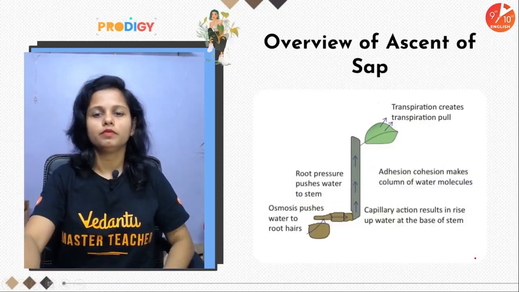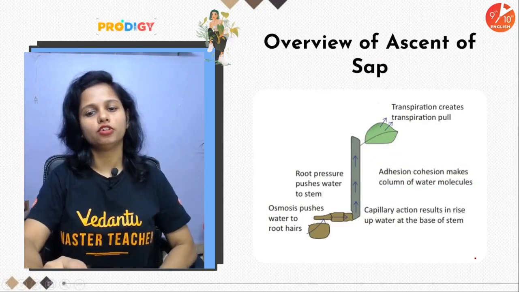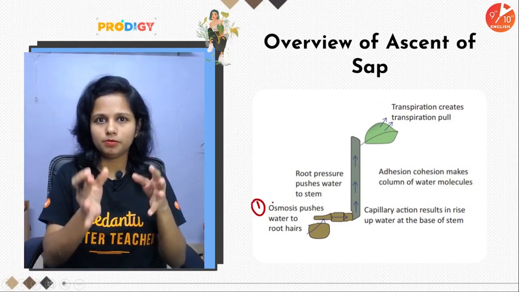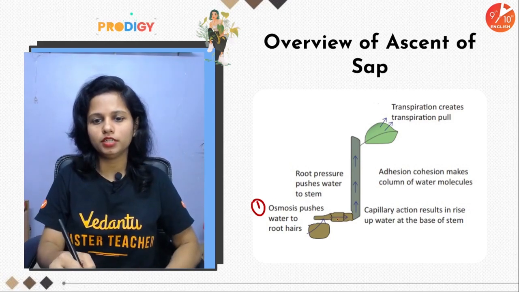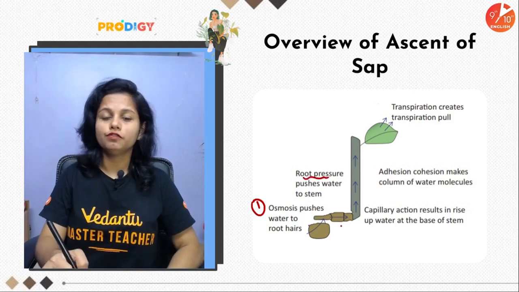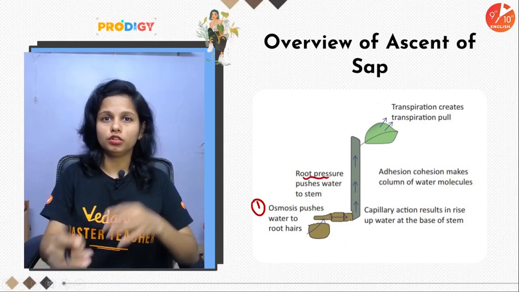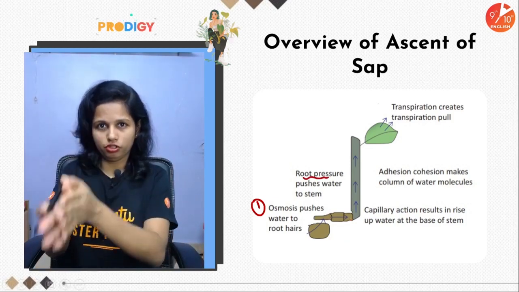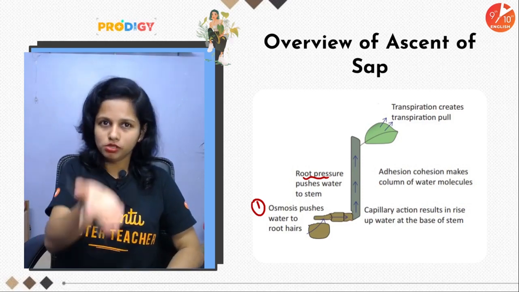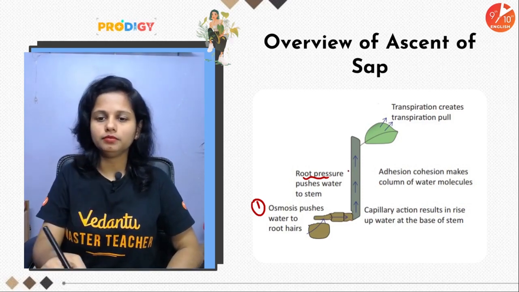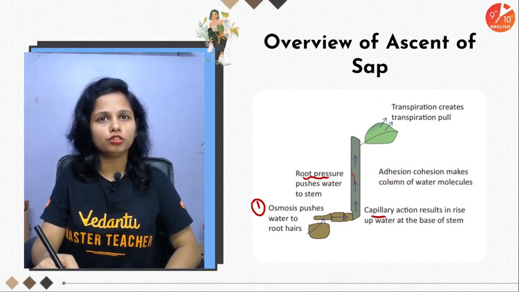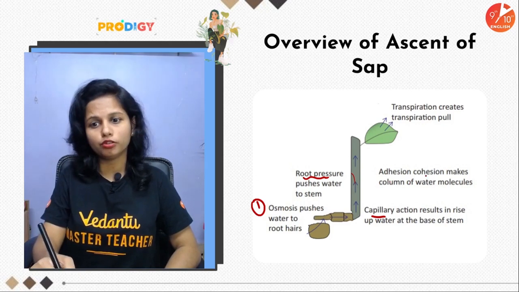So let us see the overview of ascent of sap. I told you 5 forces. Osmosis helps to pull water from the root hairs, and then root pressure further pulls the water from various layers of the root until it reaches the xylem. Then to pull the water up in the xylem, capillary action helps. Besides that, similar water molecules get attracted to other water molecules, cohesion.